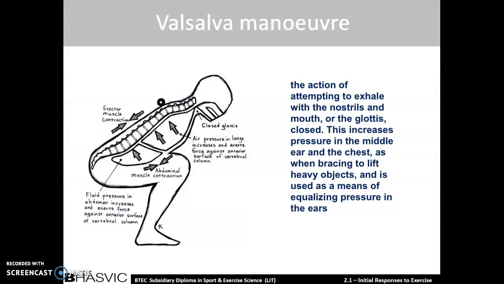Sorry about that last bit. It can also generate force, absorb force, equalize pressure, and provide trunk stabilization, which is within the spine.